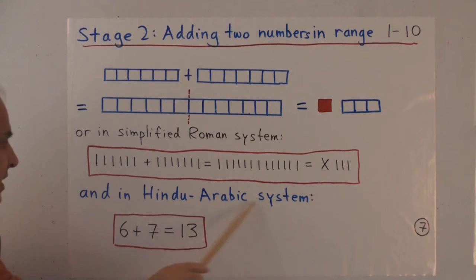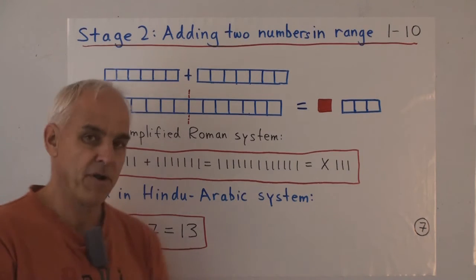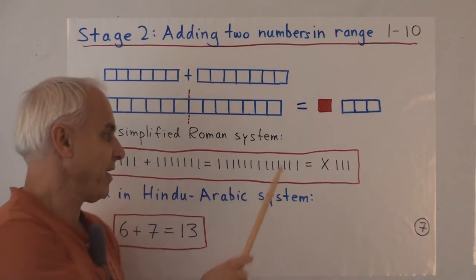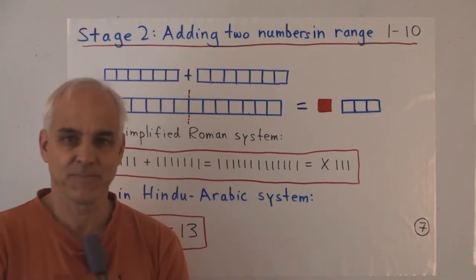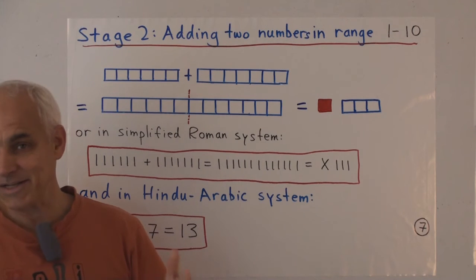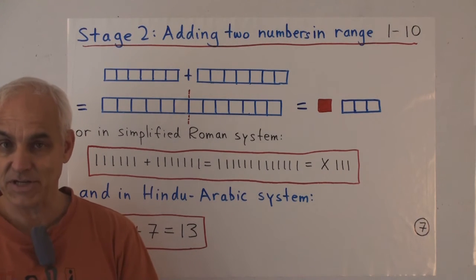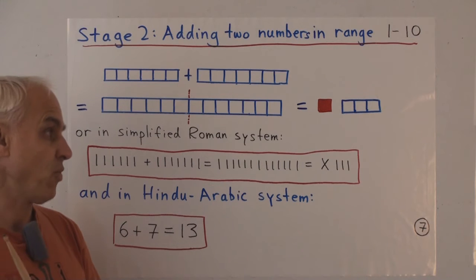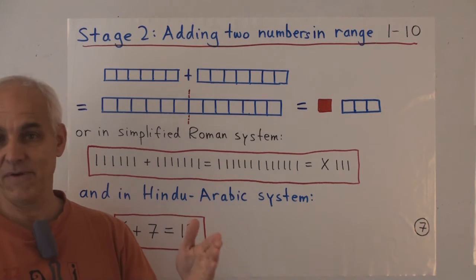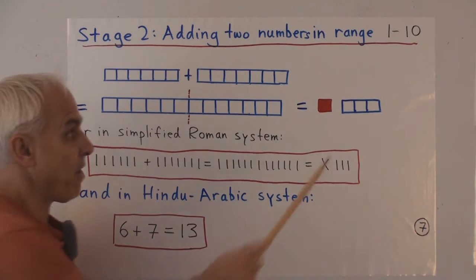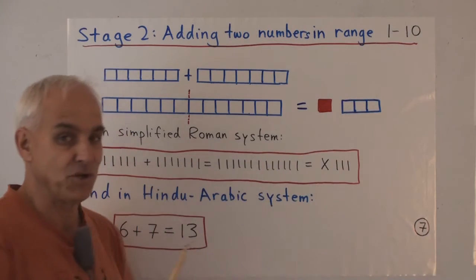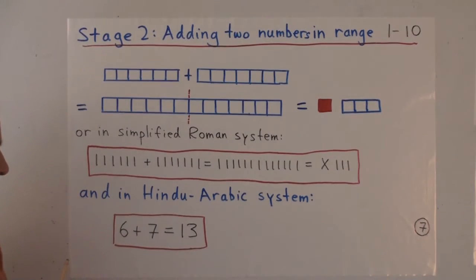And of course, in the Hindu-Arabic system, we would usually say this is 6 plus 7 equals 13. 13 is the usual number for this Roman expression. Of course, now we must extend the range of the numbers that we're considering from not just 1 to 10, but 1 up to, in fact, 20, because those are the possibilities that we can get if we take two numbers in this range and add them.